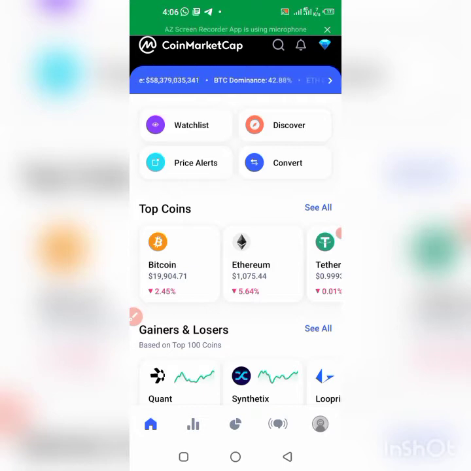So what CoinMarketCap actually does, for some of us that don't know, is that it gives every information you need to know about a coin. It breaks down your research for you to be able to know more about a coin you want to ape in or probably utilize.